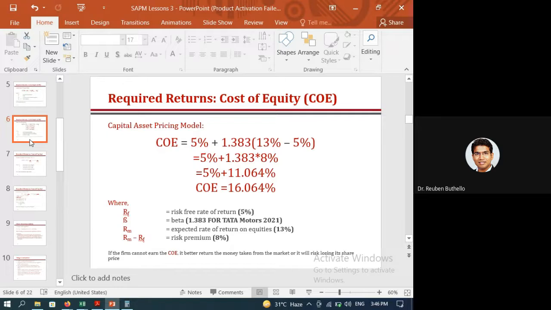If you put any other figure, then please justify it in the calculation. If you want to write 4%, tell me why you chose 4%. If you say 12% or 16%, tell me why you feel it's 16%. This is usually expected from the equity market, that is 13%, and 5% is the bank rate.